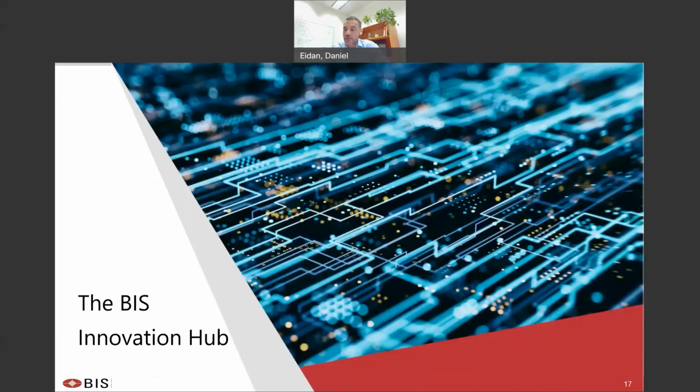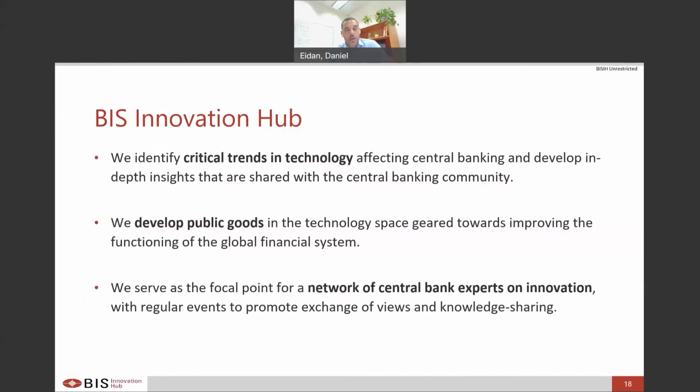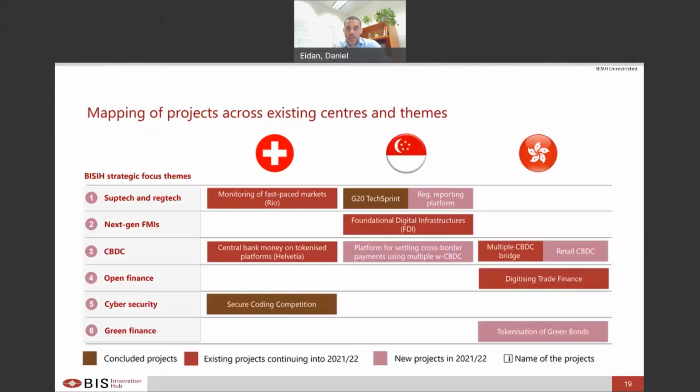So this is probably a good place to introduce the Innovation Hub and some of the work that we're doing. So maybe quickly, I'll just call out the goal of the Innovation Hub, and I'll only read the words that are highlighted in bold. So the first one is that we identify critical trends in technology that are relevant to central banks. We develop public goods within those trends that we identify, and we run a network of central bank experts on innovative topics.